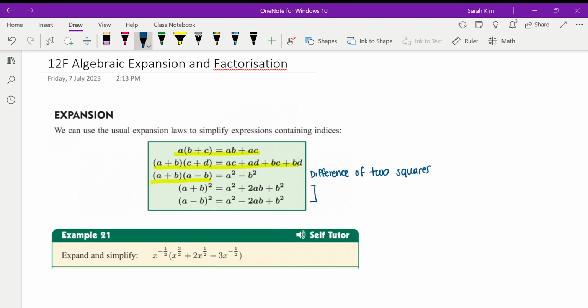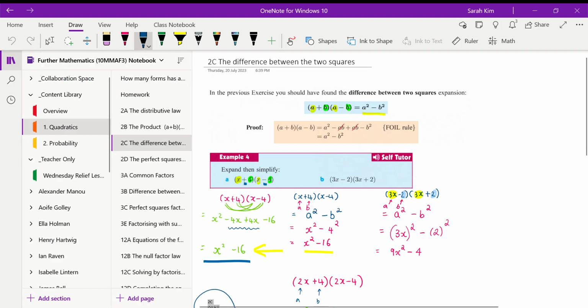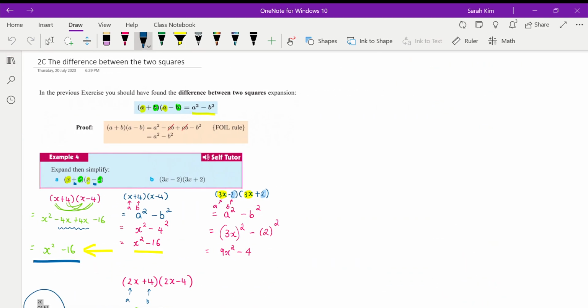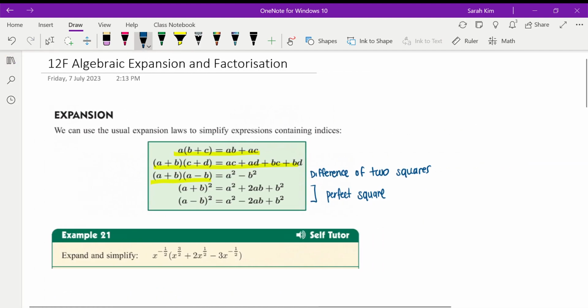And these two are called perfect squares. Perfect squares? Hold on, I forgot the name. Let me come back to it. We just did it in here. The perfect squares expansion. Okay?